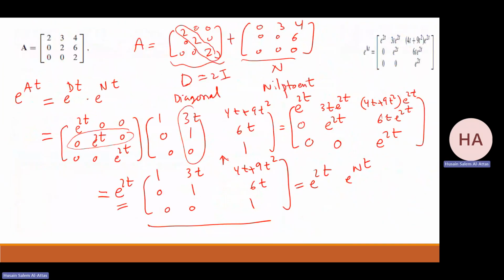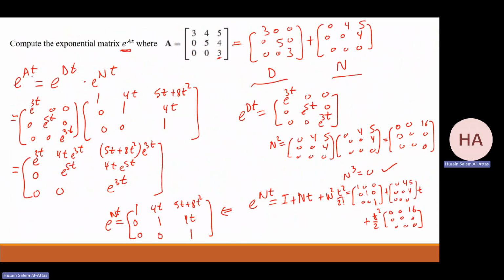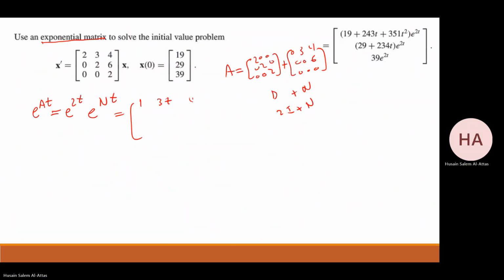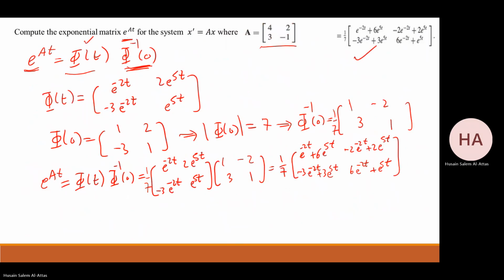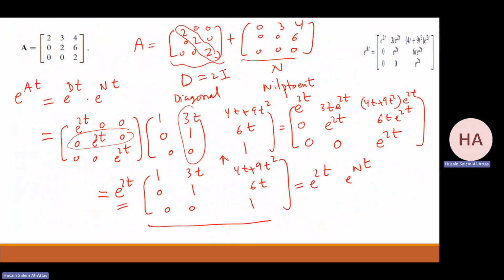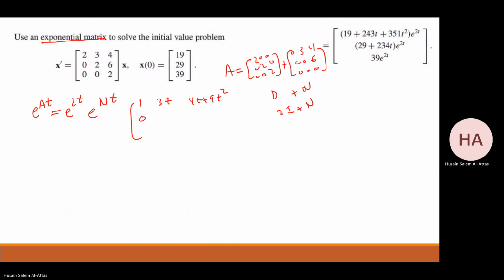It is 1, 3t, 4t plus 9t squared; 0, 1, 6t; 0, 0, 1, times e to the power 2t. Don't forget to have e to the power 2t here.